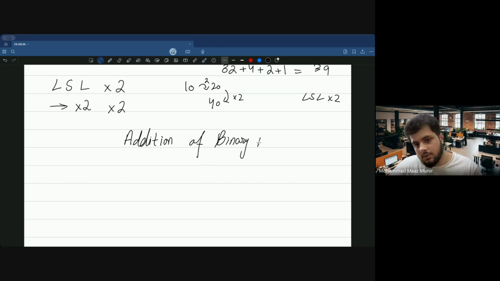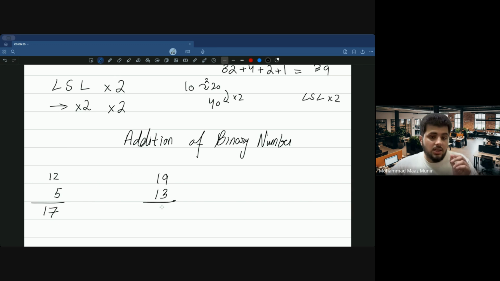Addition of binary numbers. Now, if I ask someone, what's 12 plus 5? We all know 12 plus 5 is 17. If I say 19 plus 13, what's the answer going to be? 9 plus 3 is 12, but we can't write a 12 up here, so it will be 2 with a carry, and then 1, 2, 3. It's going to be 32. Okay, and just like that, 17 and let's say 15. What's going to be the answer? 7 plus 5 is again 12. Okay, so 2 and then 1 up here, so again 32.